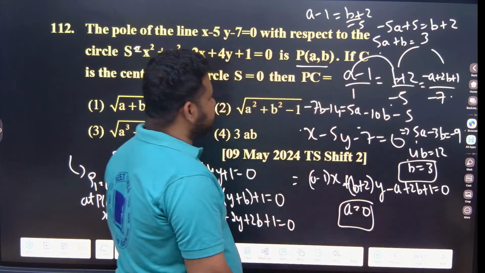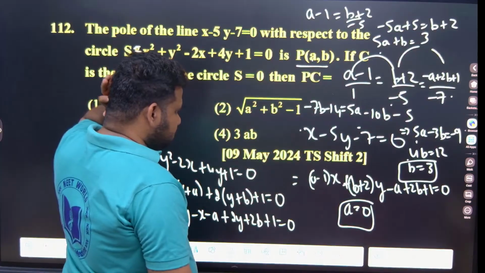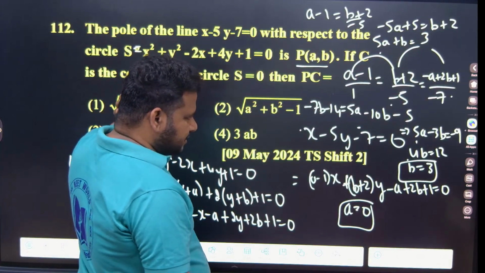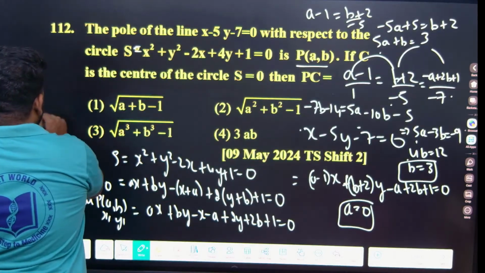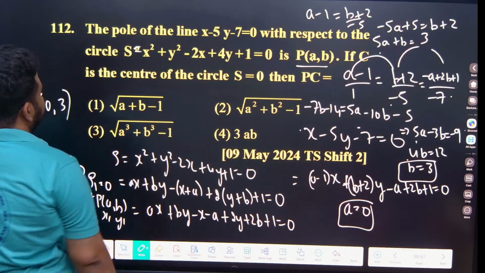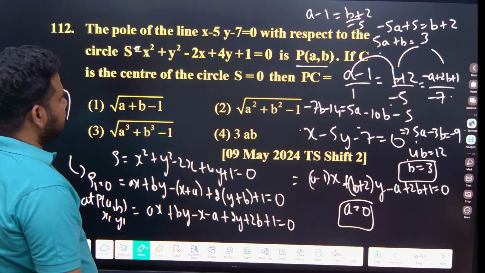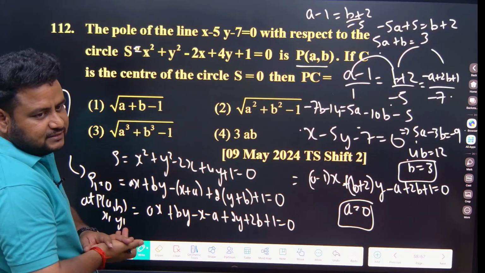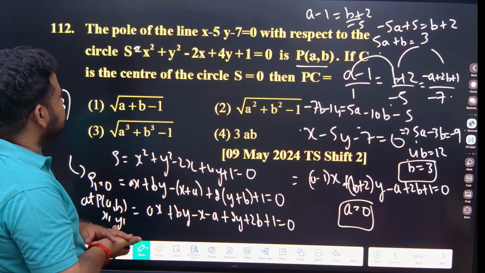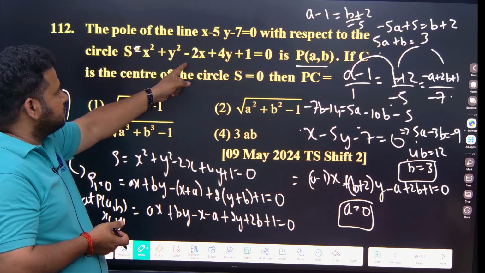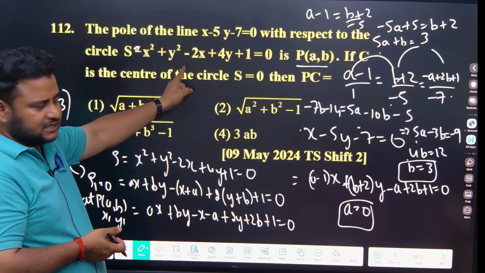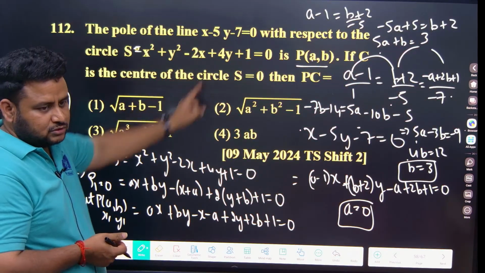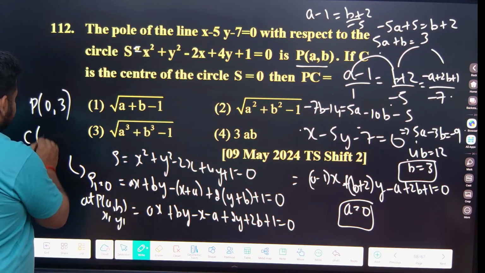So what are the points we will get? B is equal to 3, A is equal to 0. So point B will have what? 0 comma 3. They are asking the distance PC, which means the center we have to find. Center is what? 1 comma minus 2. Center C is 1 comma minus 2.